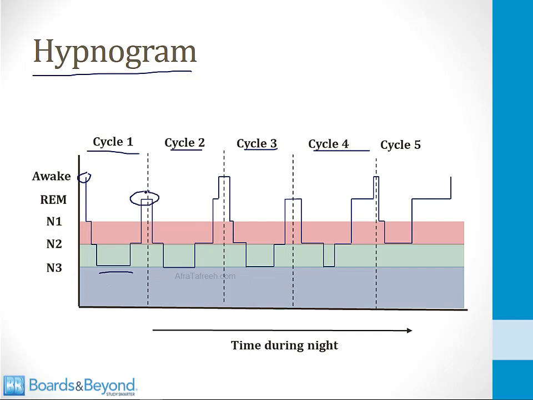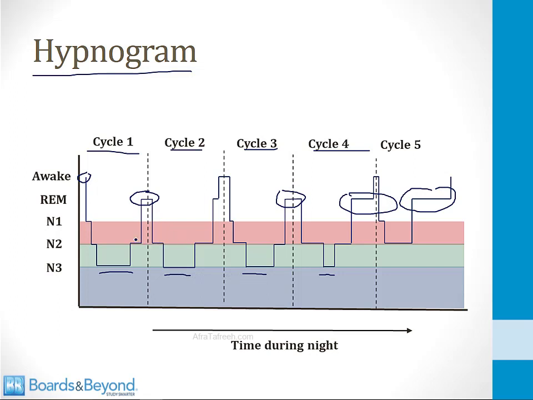and then finally N3. The person then goes back through the N stages and has a little bit of REM sleep. Notice that during each cycle, the amount of N3 time gets less and less. Notice also that during each cycle, the amount of REM time gets more and more. So that's normal sleep physiology. More REM time as you progress through cycles and less N3 time.